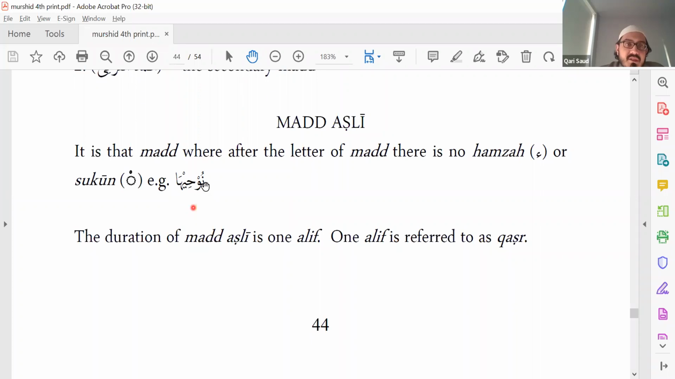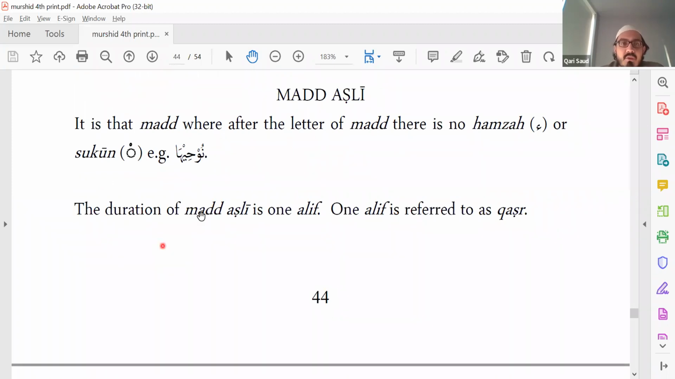So look here, there is the waw here. This is a mad letter. After it, there is no hamza and there is no sukun. There is a ya. After it, there is no hamza, there is no sukun. There's a ha. And then after the alif, there is no hamza, there is no sukun. So the duration of mad asli is one alif. One alif is also referred to as qasr. Qasr means to shorten.